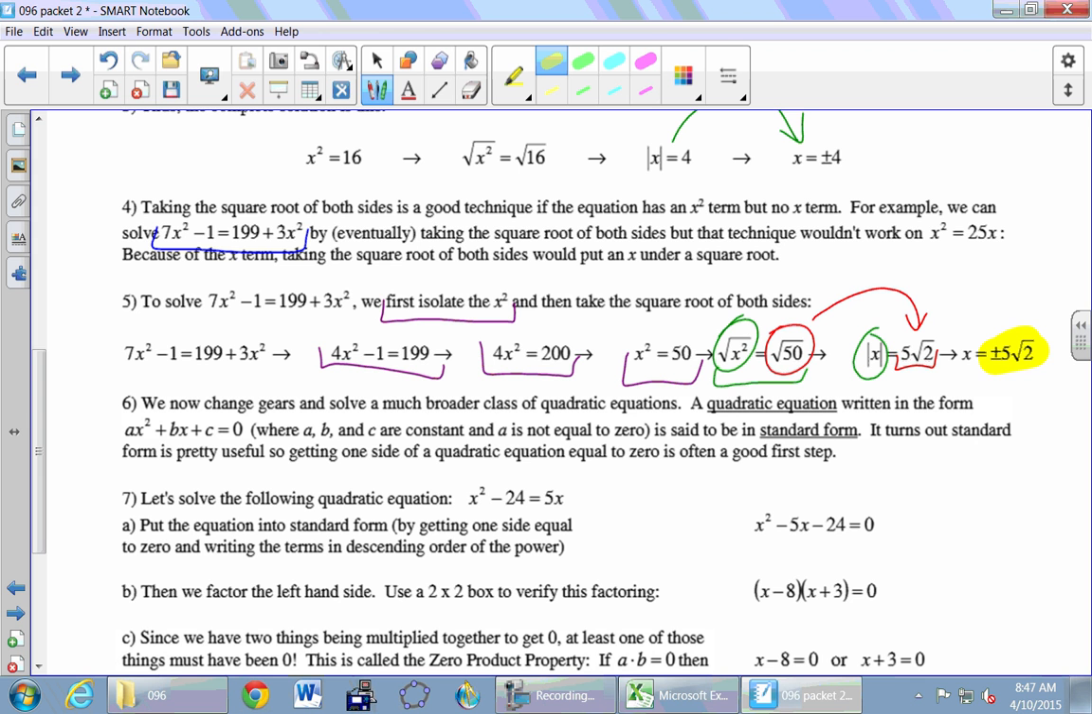Right, I don't want to say absolute value of x equals 5 root 2 because the goal is to get x by itself. And it's still buried if you leave the absolute value there. Good question. Okay, let's go to Cody for 6.